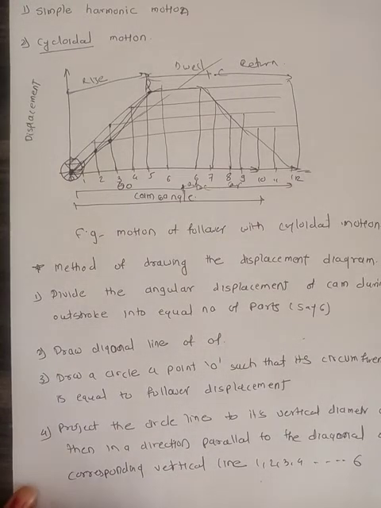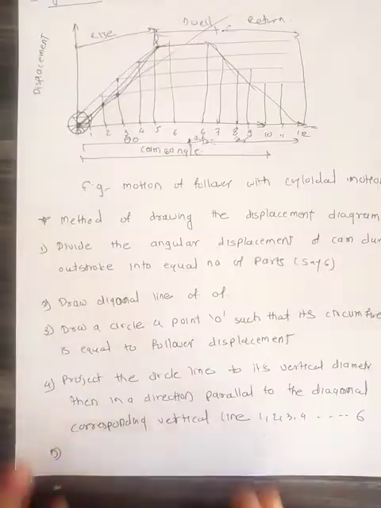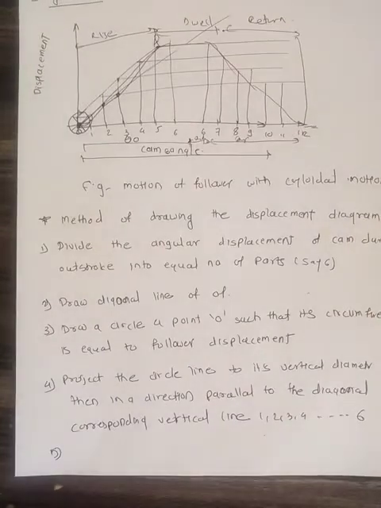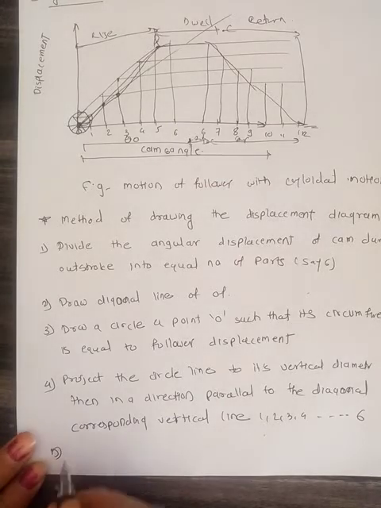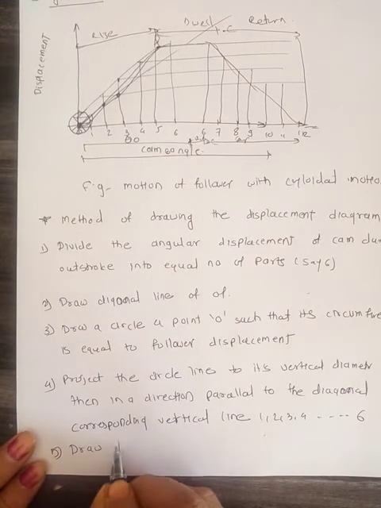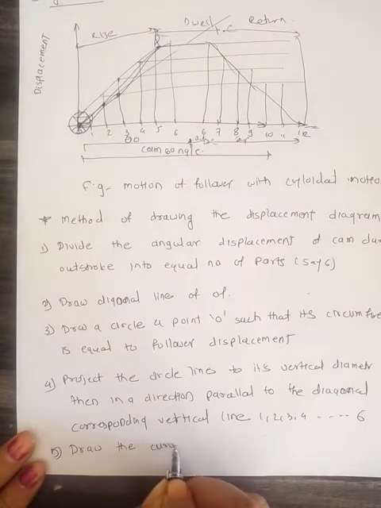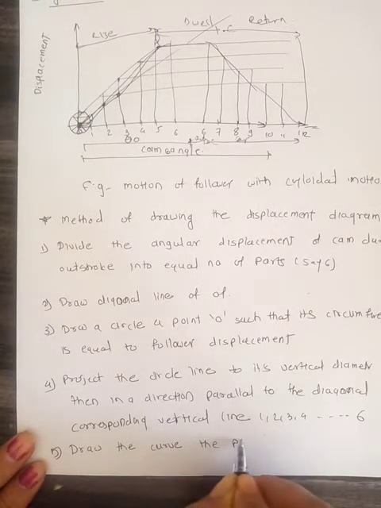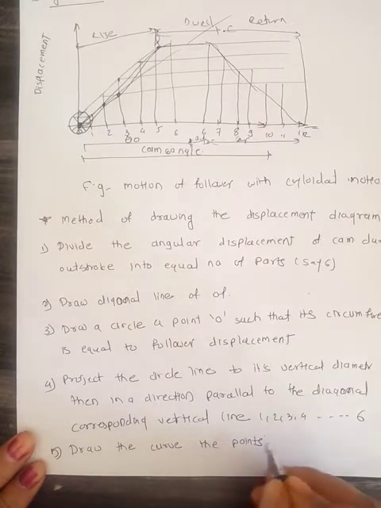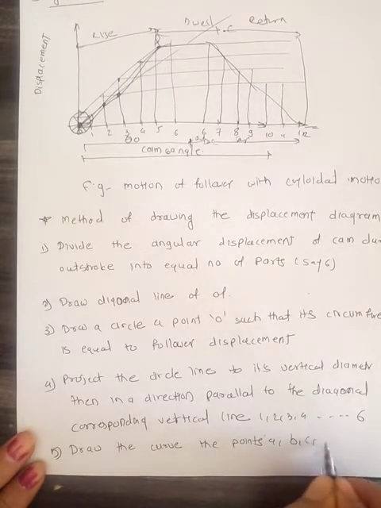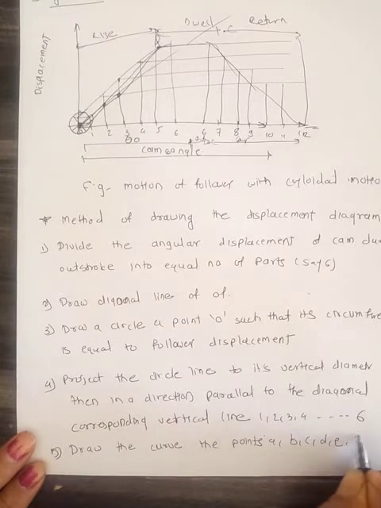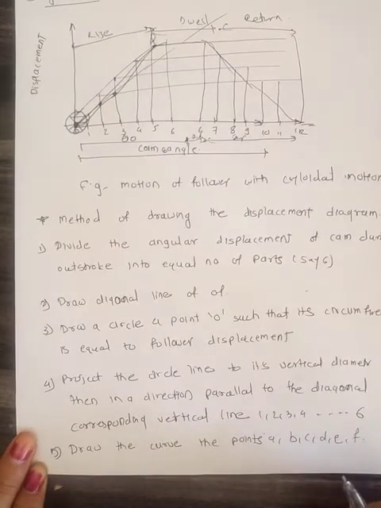Okay, then the fifth step will be to draw the curve through the points A, B, C, D, E, F during the outstroke.